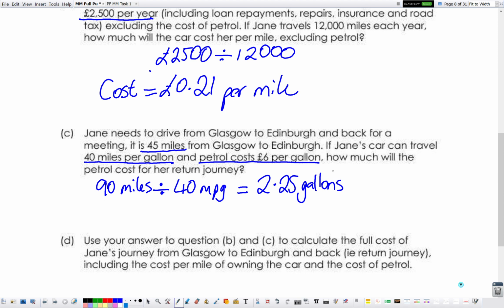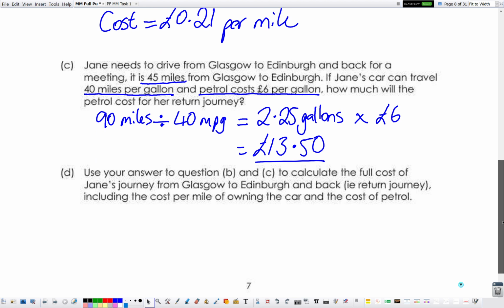That's how much petrol used. Now that costs £6 per gallon, so I then multiply that amount by £6, and that's going to get me my cost of the petrol. So 2.25 times 6, and it's £13.50. So over a tenner just for the petrol for the return journey from Edinburgh to Glasgow, or Glasgow to Edinburgh.